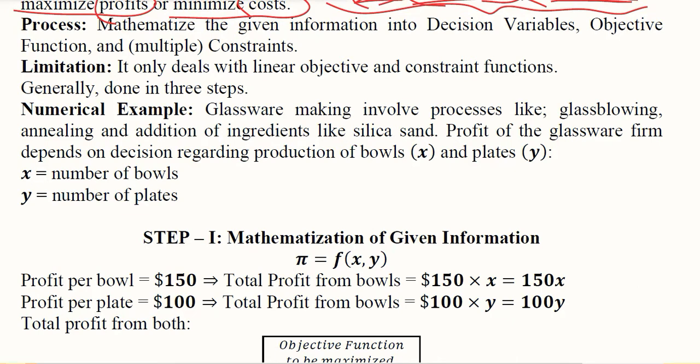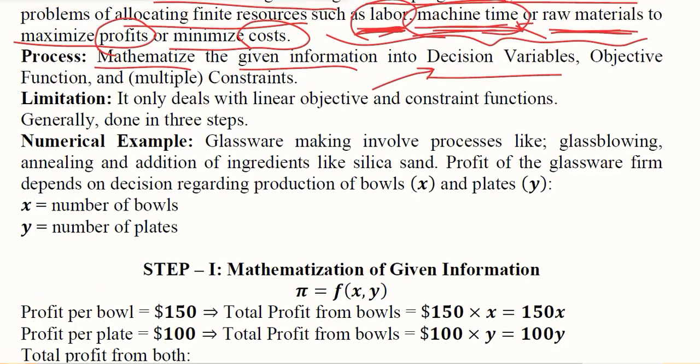In the process of linear programming, we will mathematize the given information into decision variables, variables that we can choose. For example, how much of the labor will be employed, how much of the machine time will be used, and how much of the raw material, for example, will be used. These are the variables that we can decide about. These are known as the decision variables.